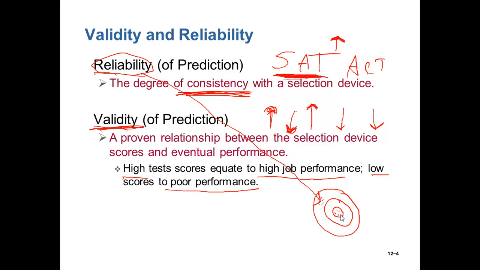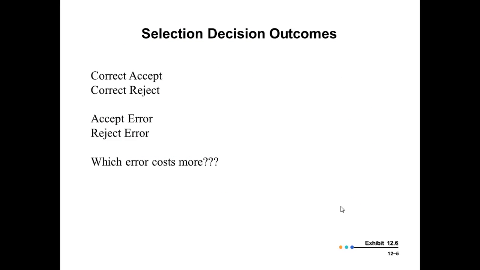You got someone who's shooting right in here, you're valid, right? You've sighted in your gun or your bow well. This is an example of validity, and you also are reliable too. You can't really be valid without being reliable too.